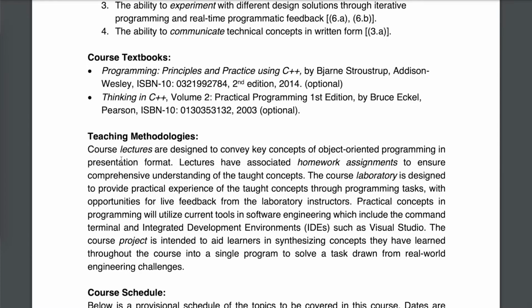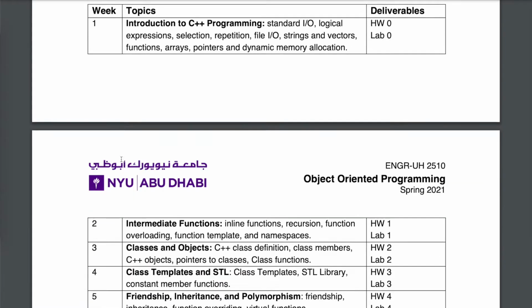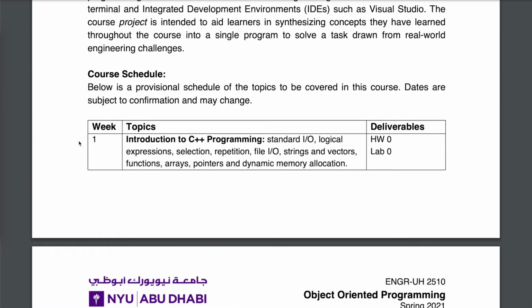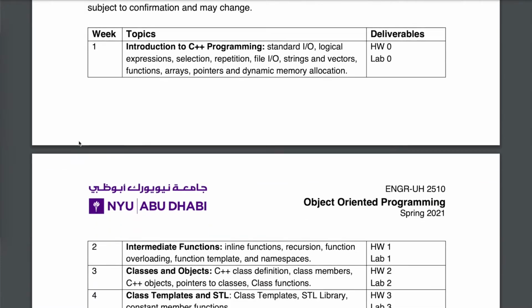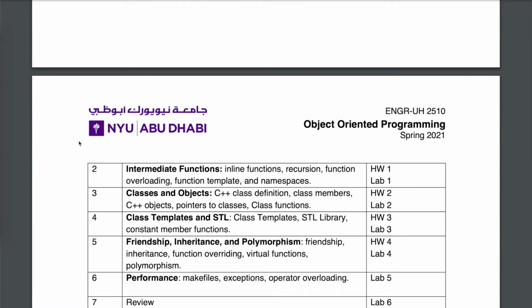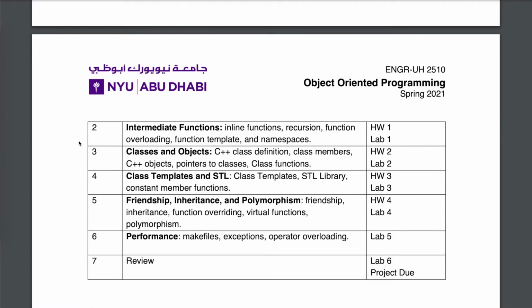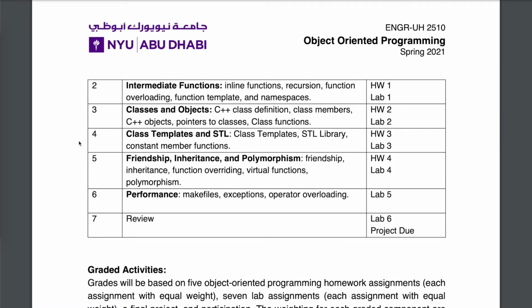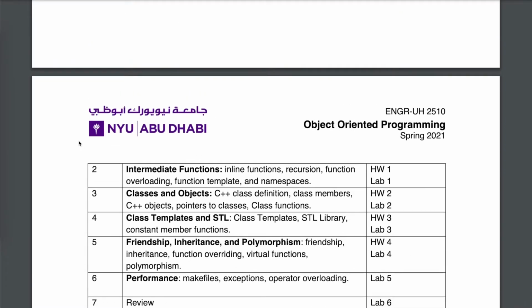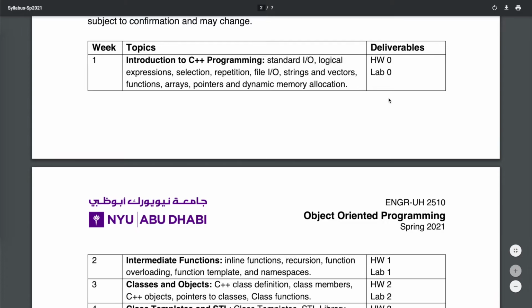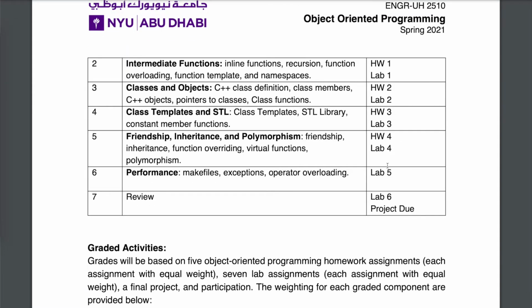So we have the course schedule. Very briefly, it's over 7 weeks. The first week is Intro to C++ Programming. The second is Intermediate Functions. Third week is Classes and Objects. Then it's followed by Class Templates and Standard Template Library. Then Friendship, Inheritance, and Polymorphism. Week 6 has to do with certain optimizations in programming. And the final week is about reviewing and condensing all the information you've learned over the past 6 weeks. Each week has a homework and lab assignment.